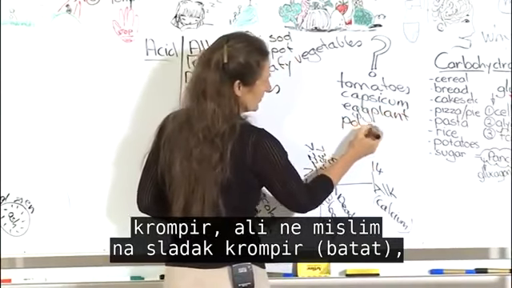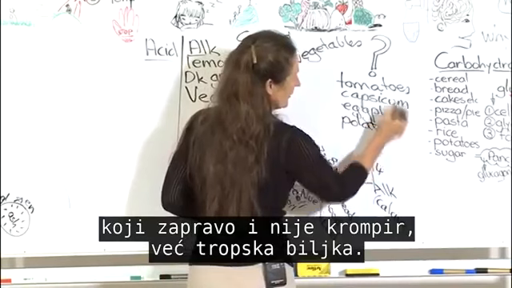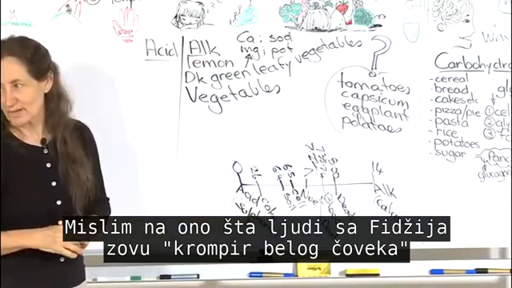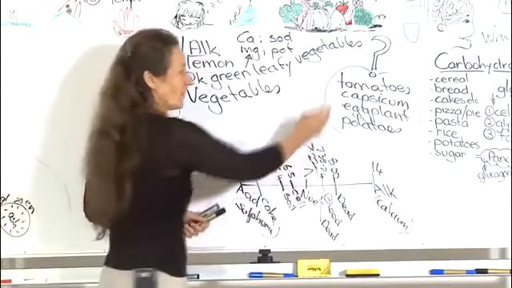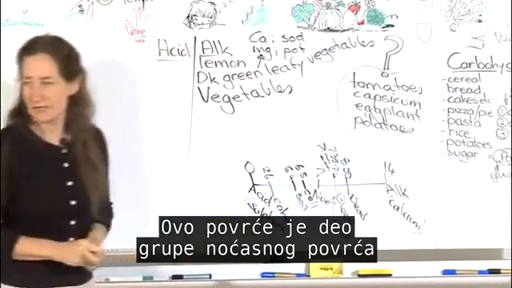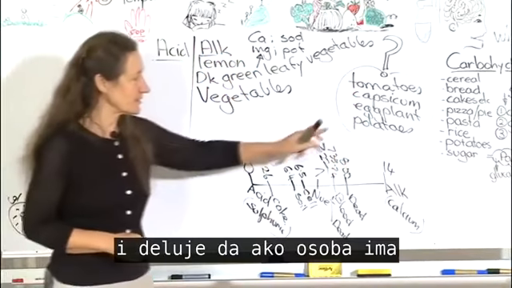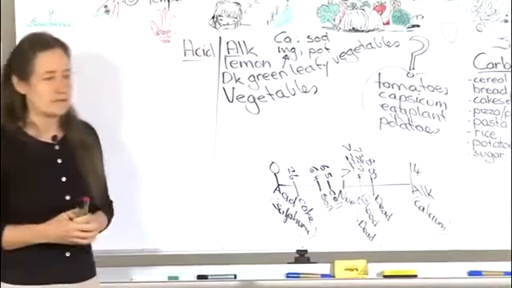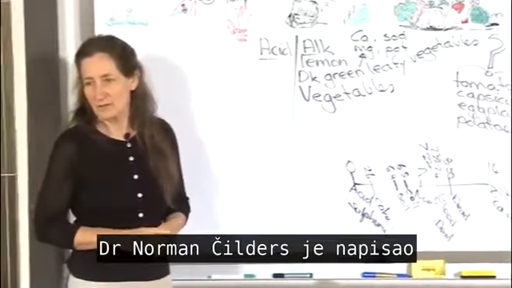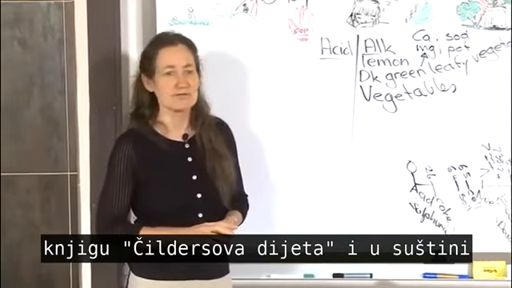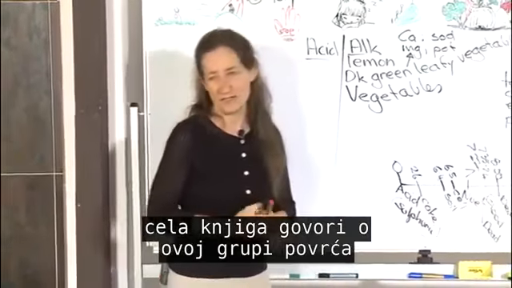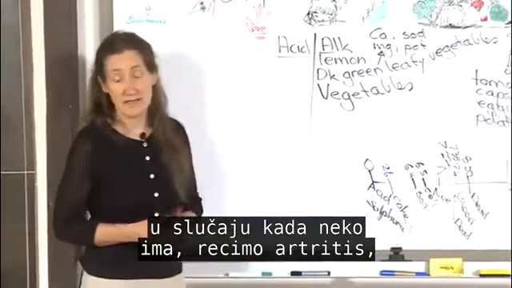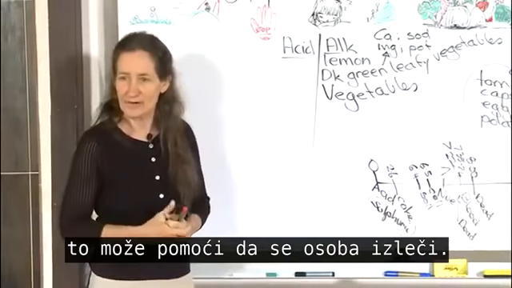And I'm not referring to the sweet potato, which actually is not a potato, it's a yam. I'm referring to what the Fijians call the white man's potato or the Irish potato. All of these vegetables are part of the nightshade family. And it appears that if someone has an inflammatory condition in their body and they eat the nightshades, it increases the inflammation. Dr. Norman Childers, he wrote a book called The Childers Diet, and the whole book's basically on the nightshades. And he shows how eliminating the nightshades when someone has, say, arthritis, can help to heal from arthritis.